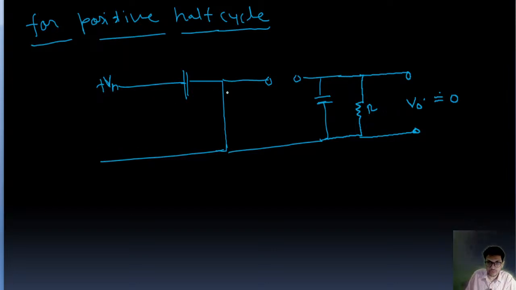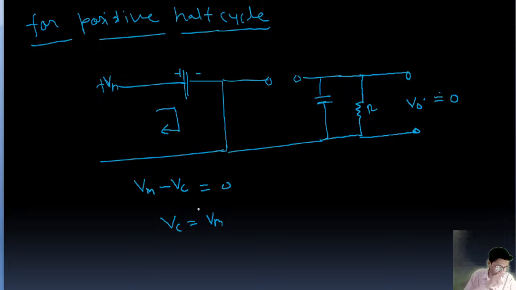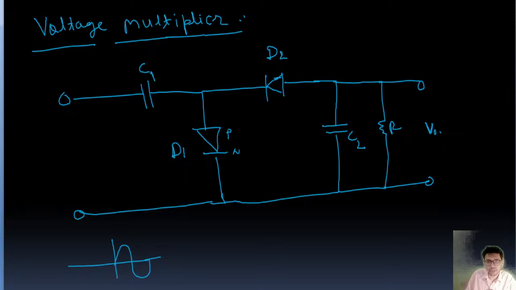From this loop we can get Vm minus Vc equal to 0. So the Vc value we have got is Vm. Vm and Vc are equal. Now output is 0. This is for the positive half cycle. Now second is the negative half cycle.